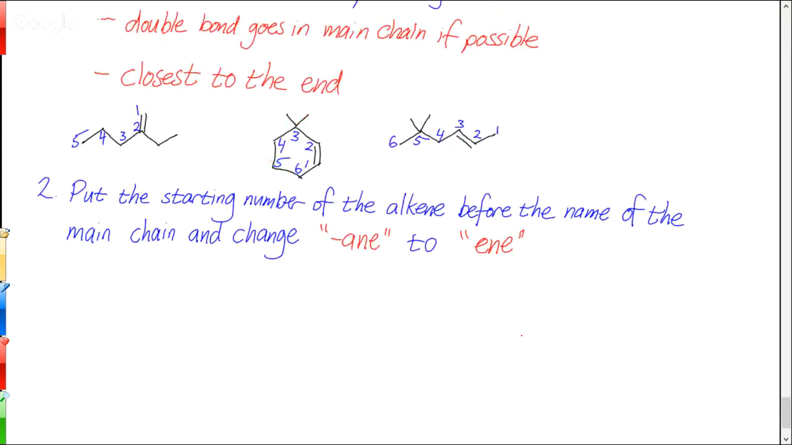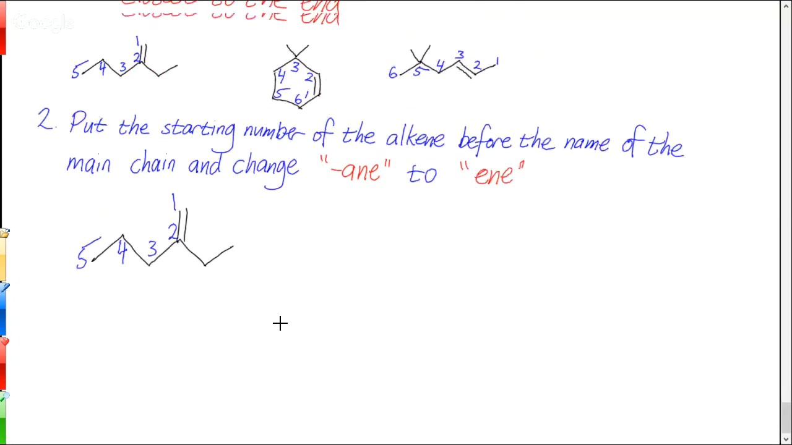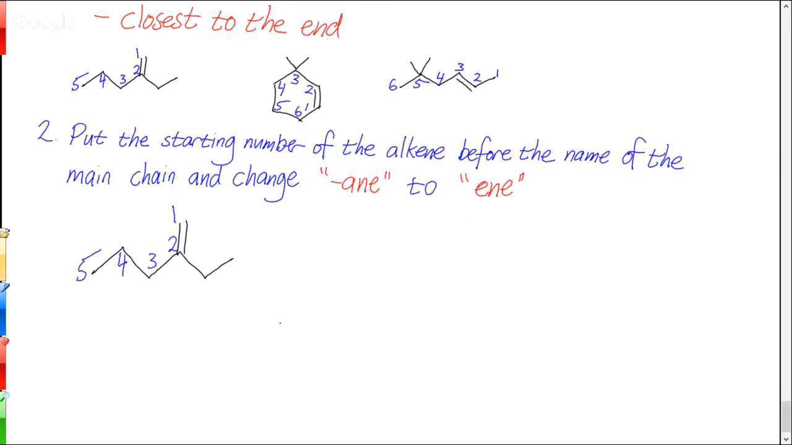Everything else with substituents and stuff is the same as what we've been doing. So let's take a look at each of these molecules and name them. All right, so we numbered it properly here. We did that before. So now we do everything else kind of the same. We take our main name first. In this case, it's going to be pent because we've got 5 carbons in that main chain. But it's not pentane, it's pentene.